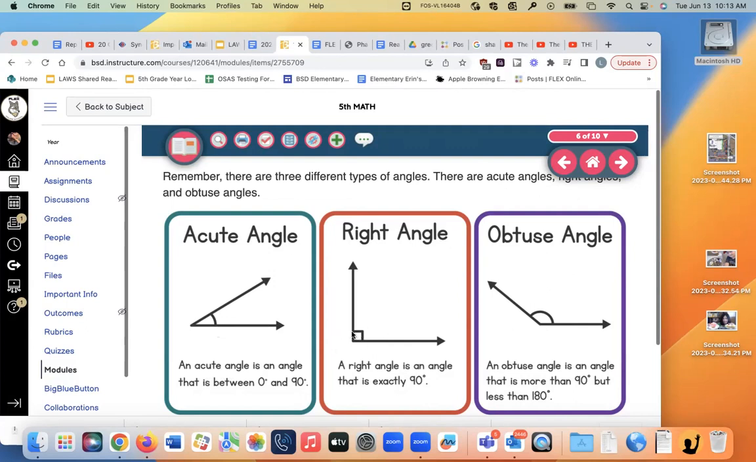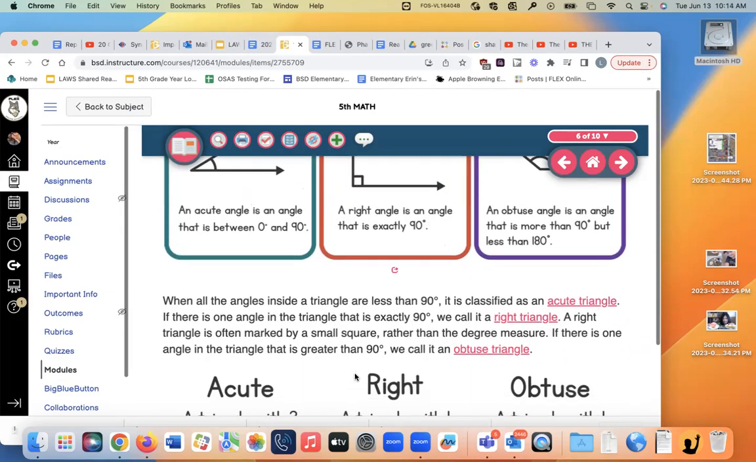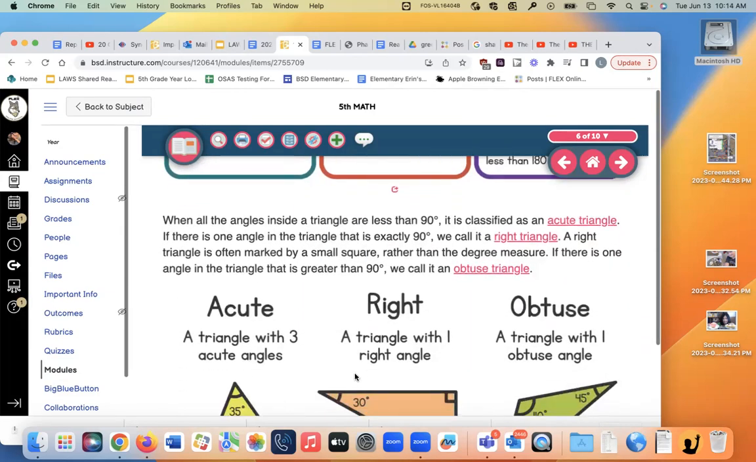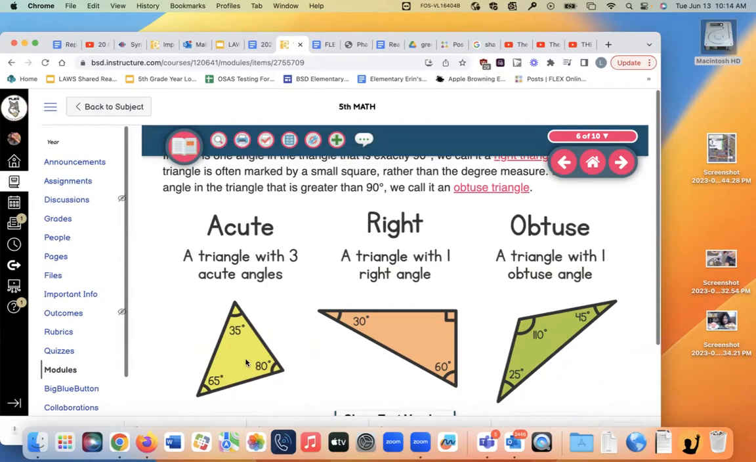So when you look at this little shape, right here is the right angle. If this comes down, it's an acute angle. If it goes up, it's an obtuse angle. When all the angles inside a triangle are less than 90 degrees, it's classified as an acute triangle. So if you look at this one, it has 3 angles and they're all less than 90 degrees. So it's an acute because it's cute little angles in there. But when you have a triangle that has an exact 90 degree in it, like exactly perpendicular, then that is a right triangle. And finally, any triangle that has a big, fat, open, wide mouth somewhere, like this one's 110 degrees, that's an obtuse triangle.